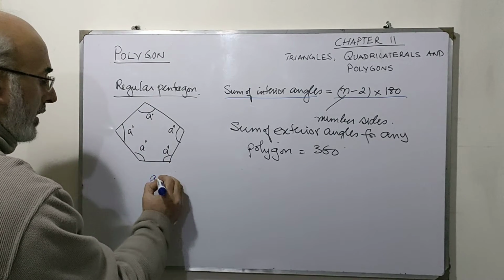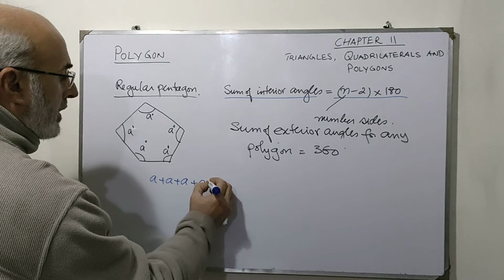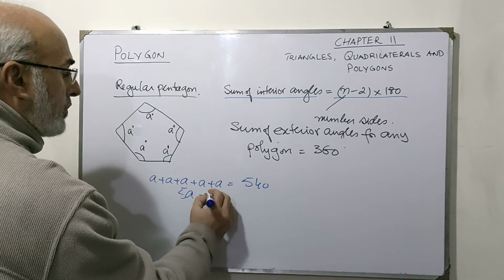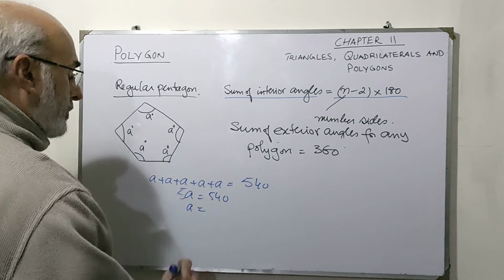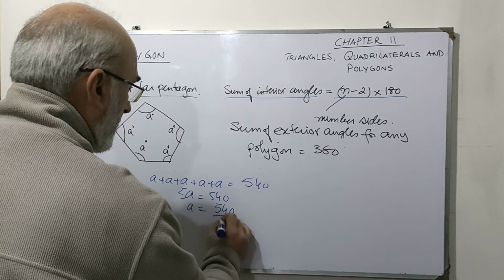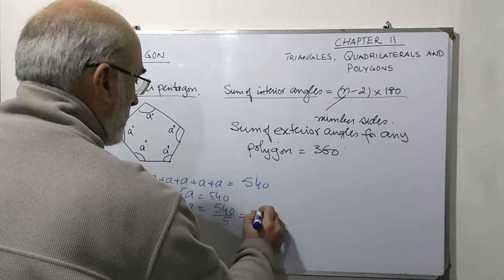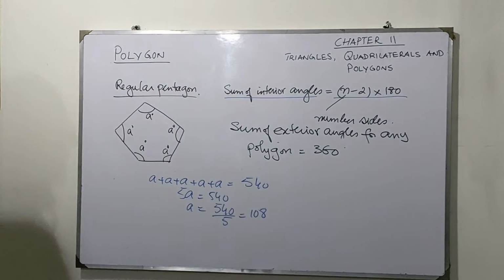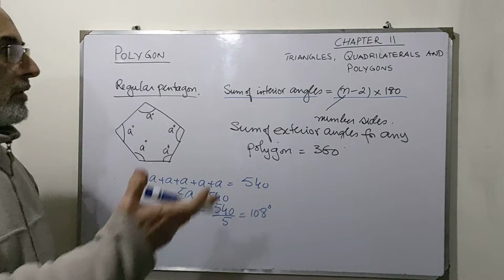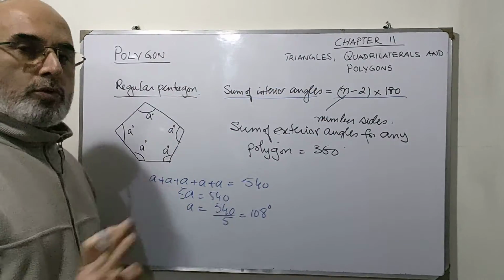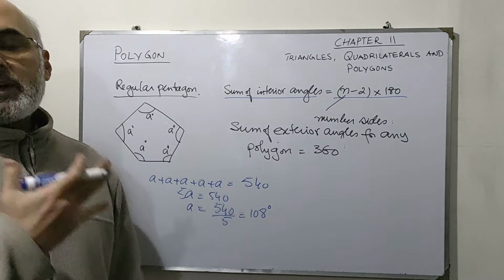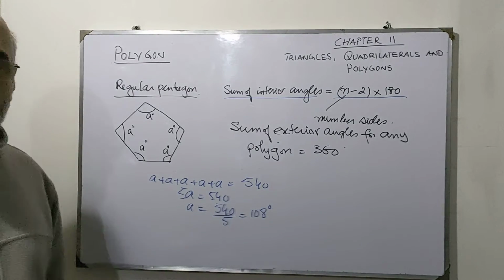So we have A plus A plus A plus A plus A is equal to 540. So 5A is equal to 540, and A is equal to 540 divided by 5, which is 108. So each of these angles is 108 degrees, right? If we know the sum of interior angles, to know the angle of any regular polygon is not difficult. You can apply this formula and you can calculate for any polygon, right?